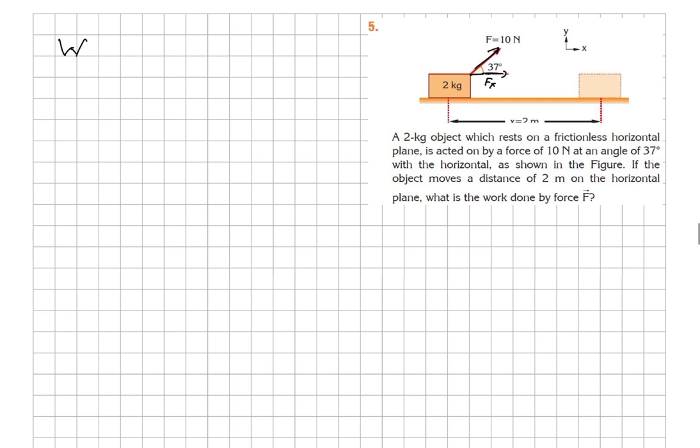So work will be equal to Fx times the distance. So work will be equal to F times cosine of 37 times distance. So work will be equal to 10 newtons times 0.8 times 2, which is equal to 16 joules of work.